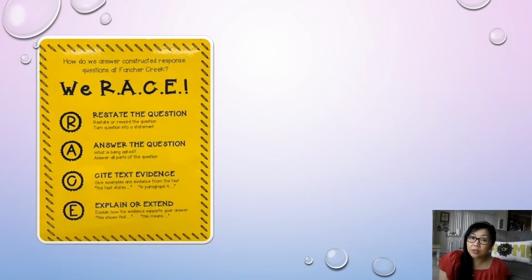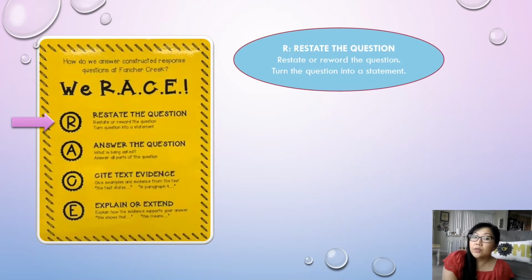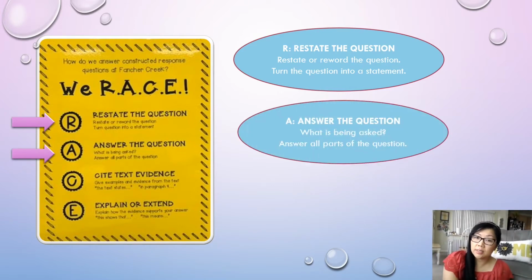R, restate the question. A, answer the question. C, cite text evidence. E, explain or extend. In second grade, we are responsible for knowing R and A. Again, R, restate the question. Restate or reword the question. Turn the question into a statement. A, answer the question. What is being asked? Answer all parts of the question.